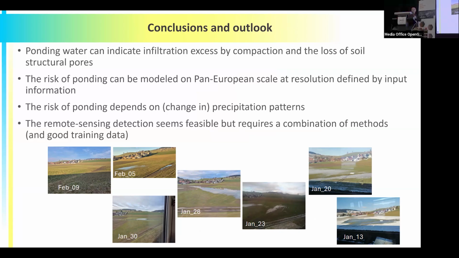This risk of ponding is not constant with time. It will change with climate change because we will have different precipitation patterns. This can have an effect on ponding as well. And the remote sensing problem, this is a problem we are working on. We hope that when we collect many data for different sites under different conditions where ponding can occur, and combine different remote sensing methods, it's also possible to detect this by remote sensing.